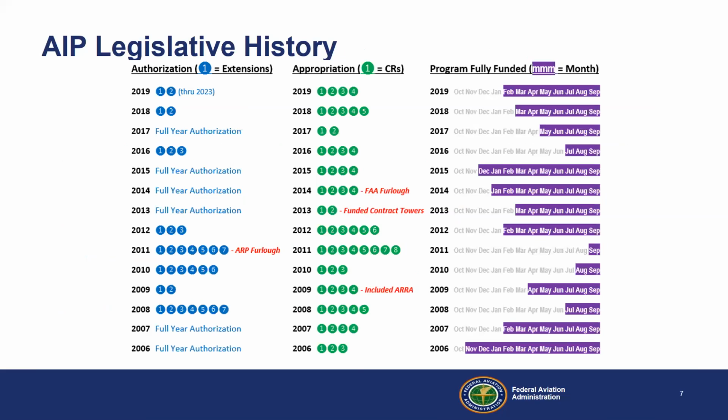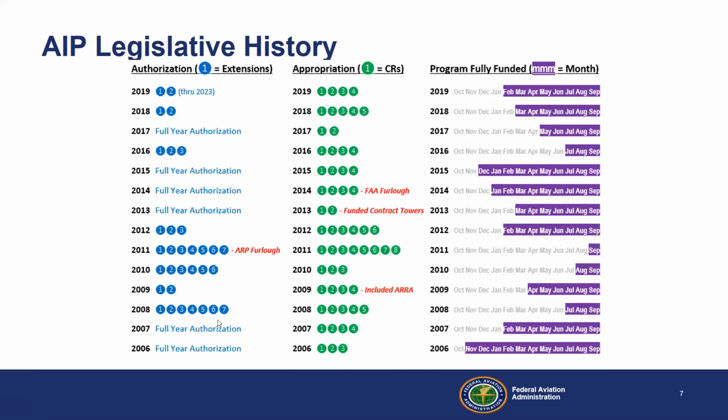So this is a slide that I'm sure some of you have seen before. This is our legislative history. It's a lot of dots and a lot of colors, but it demonstrates that our federal fiscal year that starts October 1st and runs through September 30th does not happen on October 1st, and we don't get our money on October 1st.